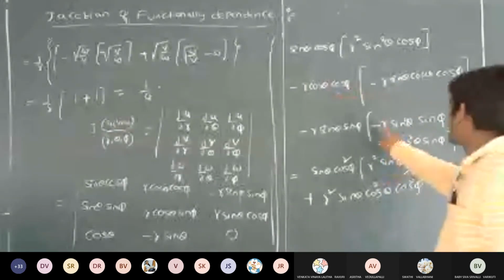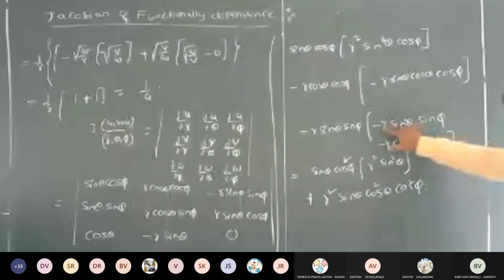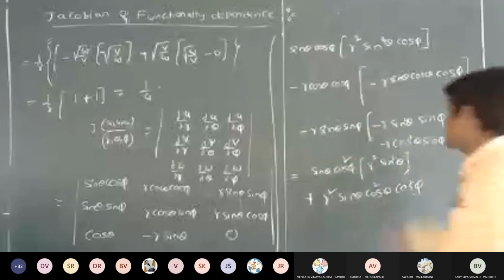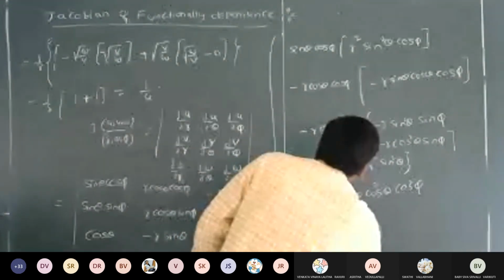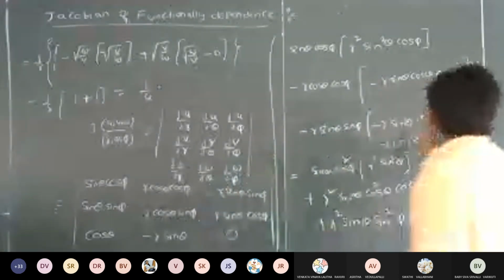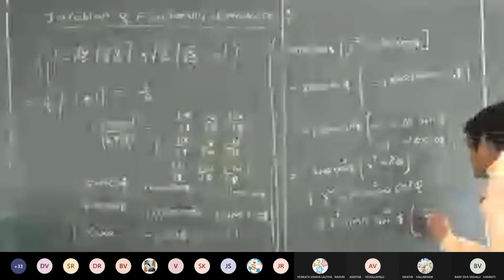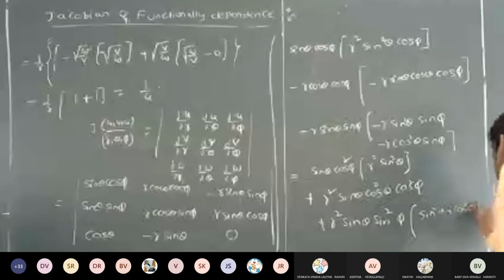So next one. Here also minus is common. So here I am taking minus r sin phi common. So it becomes plus, minus into minus plus. So it becomes r square sin theta sin square phi. So what is the remaining value? This is sin square theta plus cos square theta. Is it clear up to this?